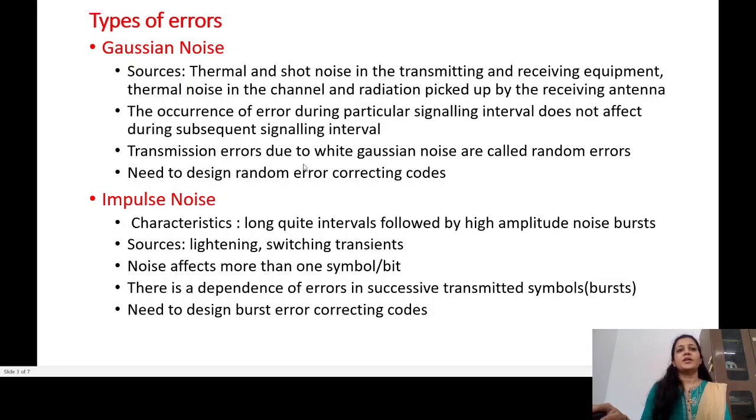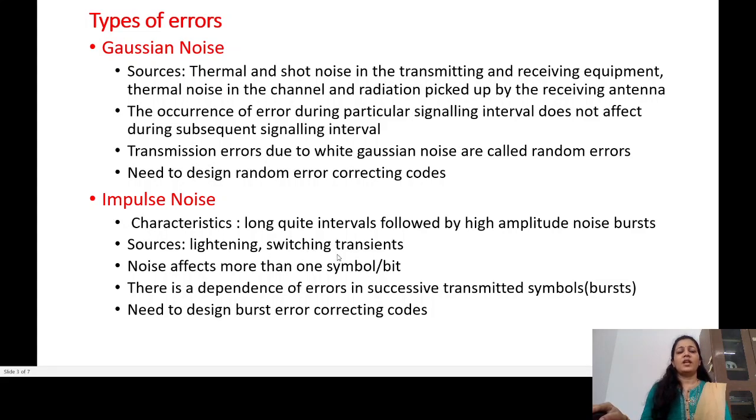The transmission errors due to white Gaussian noise are called random errors because they will occur in random bits and not in the subsequent bits. So if we want to cope with this Gaussian noise, then we need to design random error correcting codes. In the case of impulse noise, the sources will be lightning and switching transients.